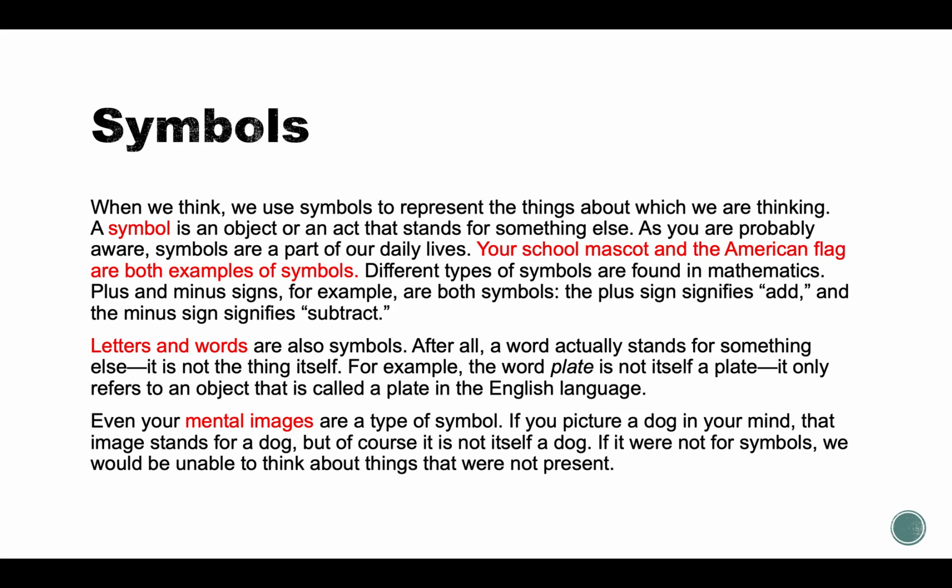And as you are probably aware, symbols are a part of our daily lives. Our school mascot is a chief. That's a symbol. The American flag. These are both examples of symbols. And different types of symbols are found in mathematics, like the plus sign and the minus sign. Letters and words are also symbols. A word actually stands for something else. It's not the thing itself. So all of these are examples of symbols, as you probably already know.